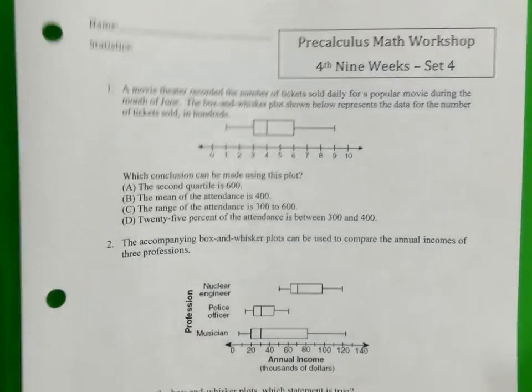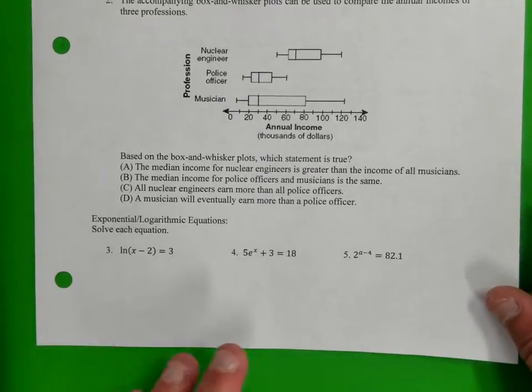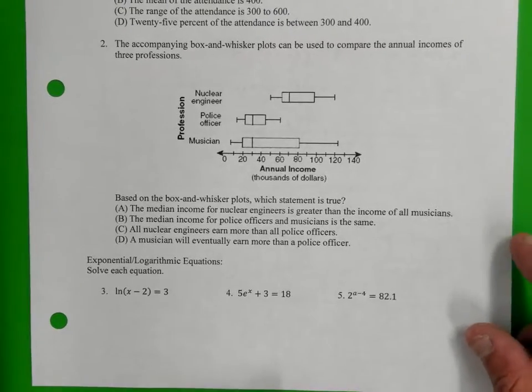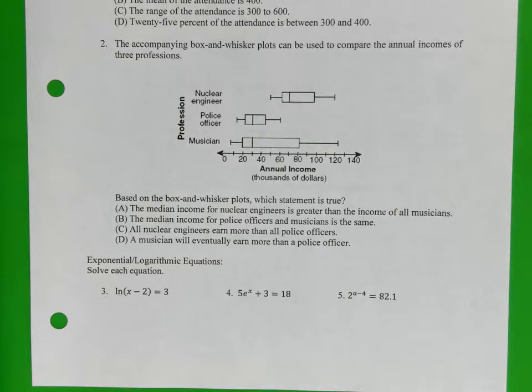The accompanying box and whisker plots can be used to compare the annual incomes of 3 professions. Based on the box and whisker plot, which statement is true? A, the median income for nuclear engineers is greater than the income of all musicians. Okay. The median income for nuclear engineers is right here. Is that greater than all the income of the musicians? No, because you got some incomes over here, don't you?